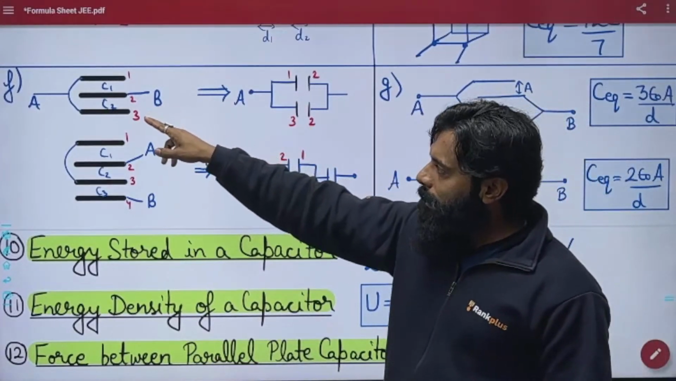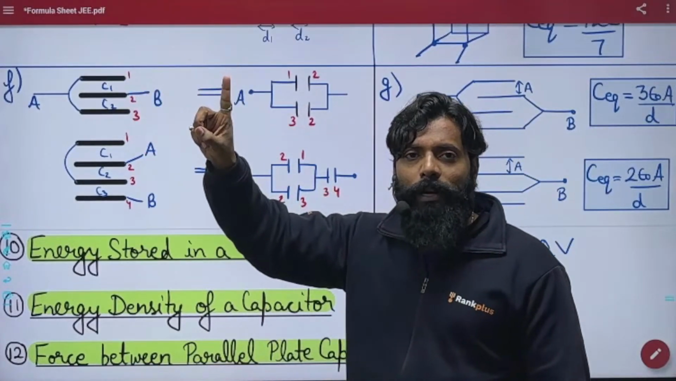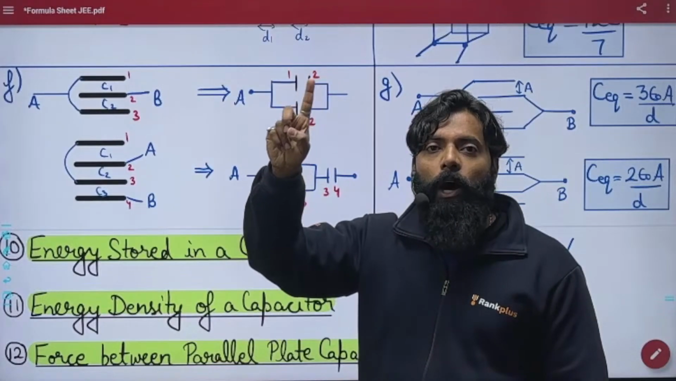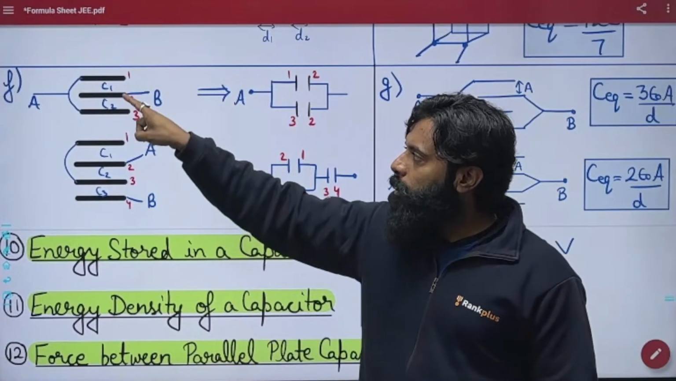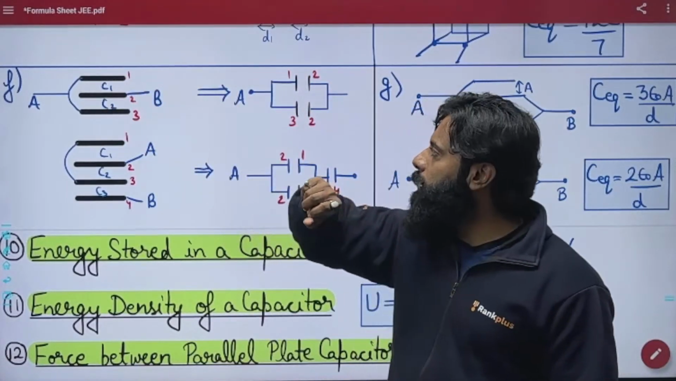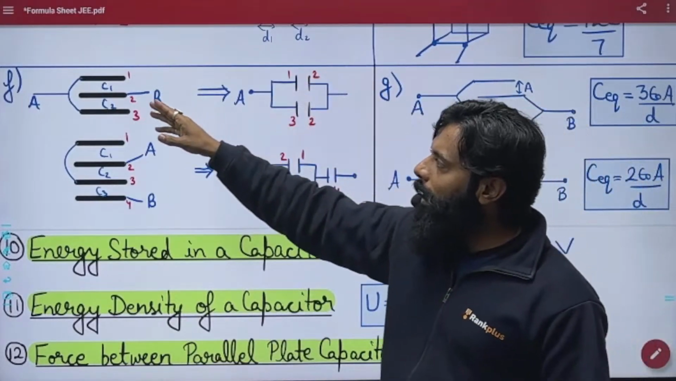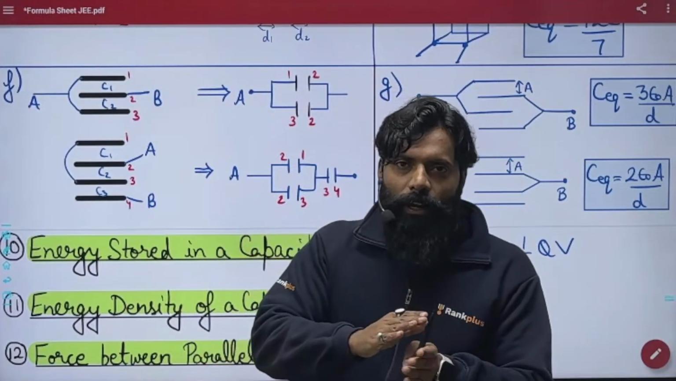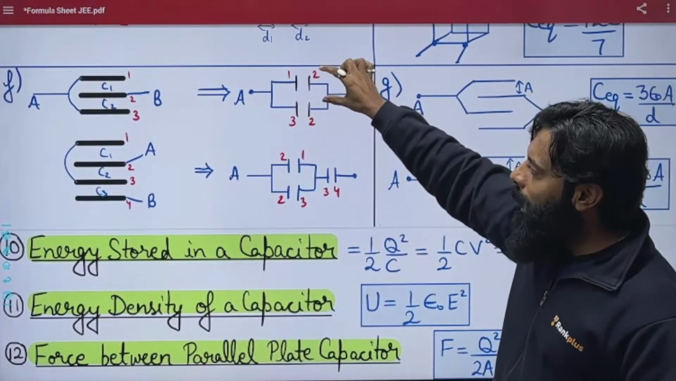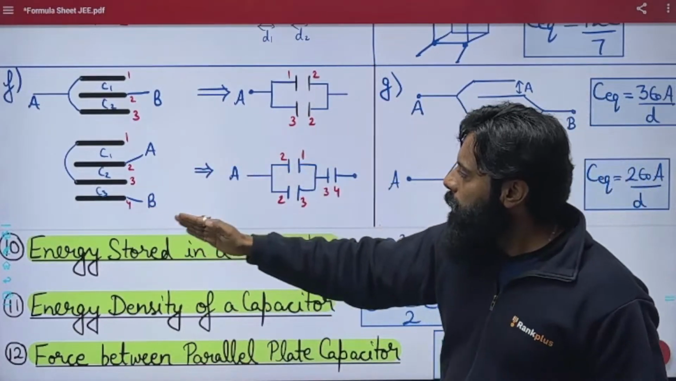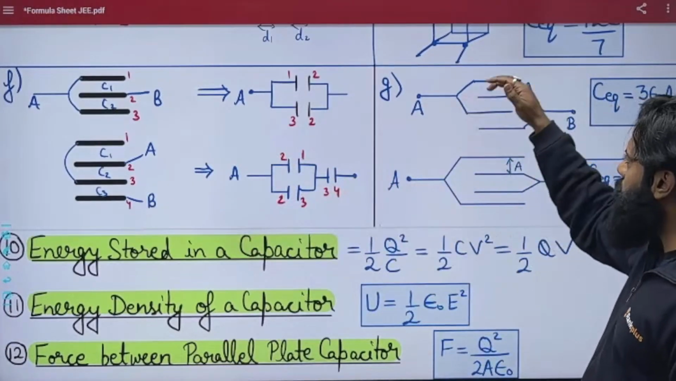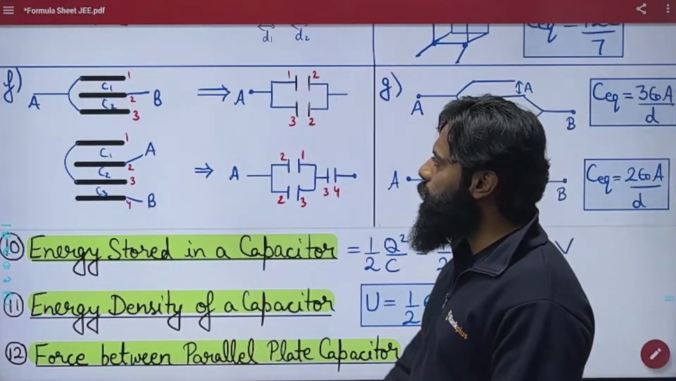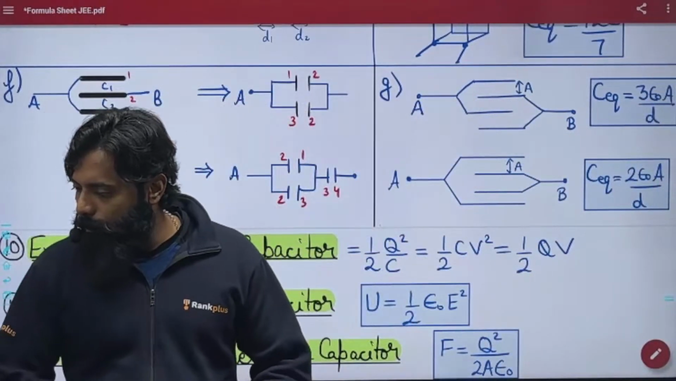In these scenarios, the first step is to calculate how many capacitors there are. Here, C1 and C2, there are two capacitors. If there are two capacitors, you have to see how they are joined. Once you are done with the diagram, you will get to know that these two are connected in parallel, and this is in series. If it is like this, you will get this thing, and if it is like this, you will get that thing. These are very, very important.